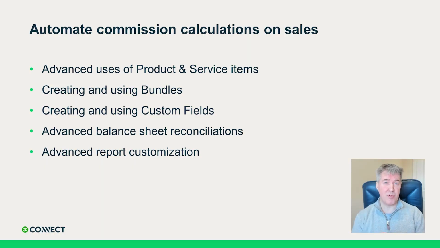We've looked at advanced use of products and service items for our sales commissions, and then we've put them all together within a bundle. So when we create our invoice, it will automatically do all of the debit and credit entries for us. We can use the custom field for our sales rep, so we can report against that to see what commission is due to them, and then we can reconcile that balance sheet account for the accrual, and we can create those reports and automatically have them sent out to us.